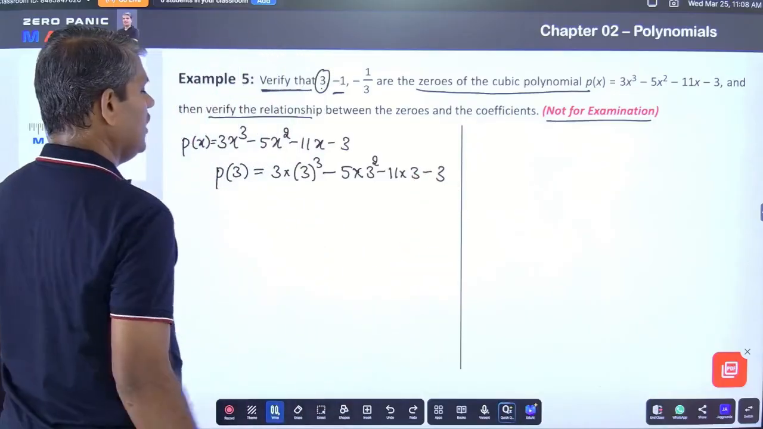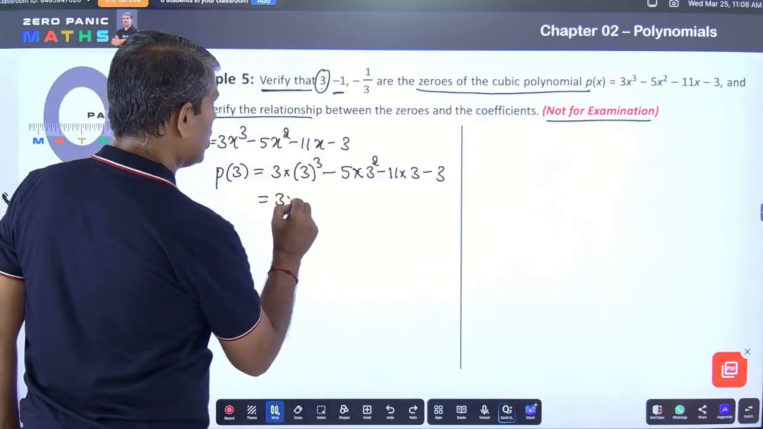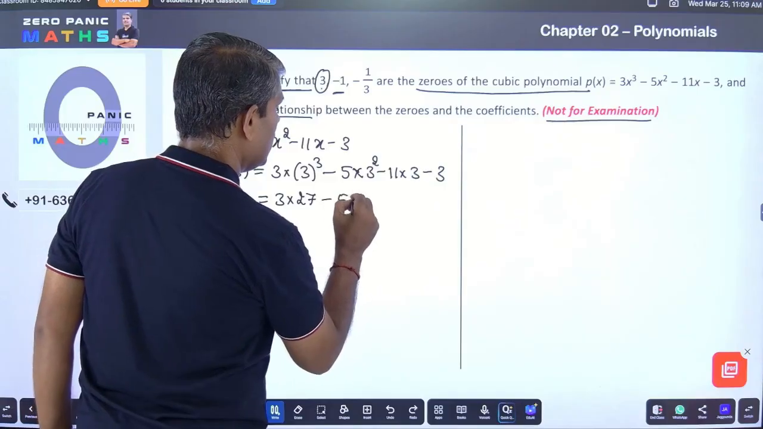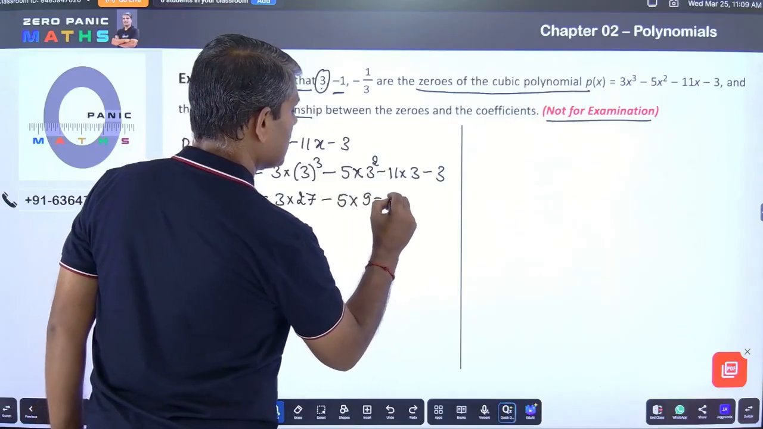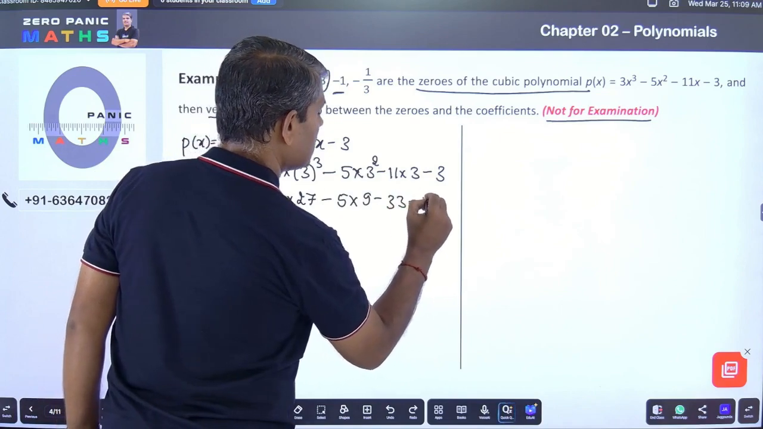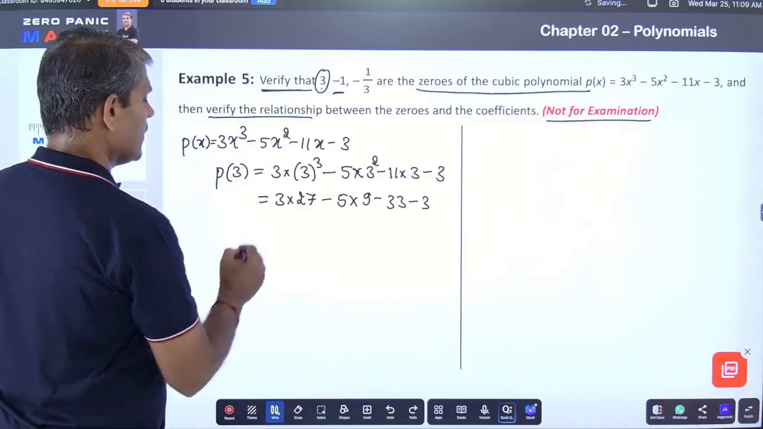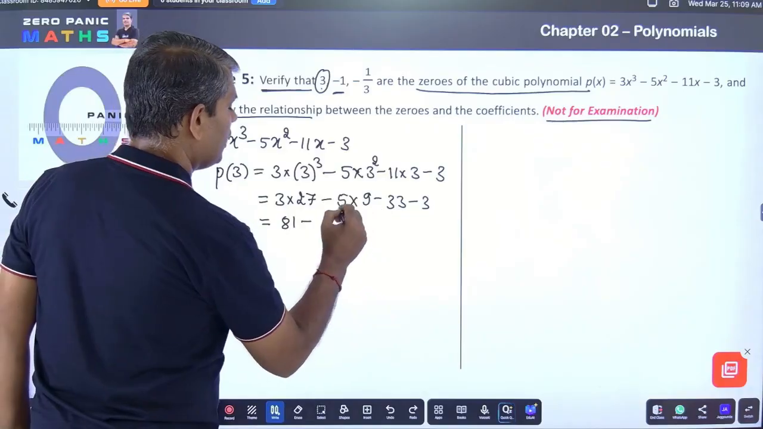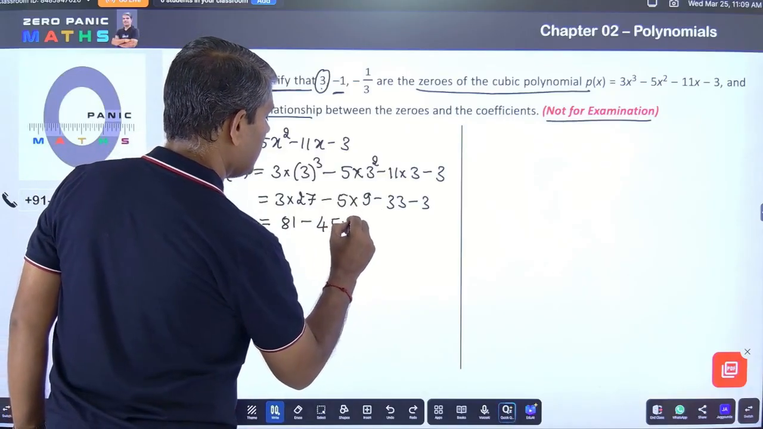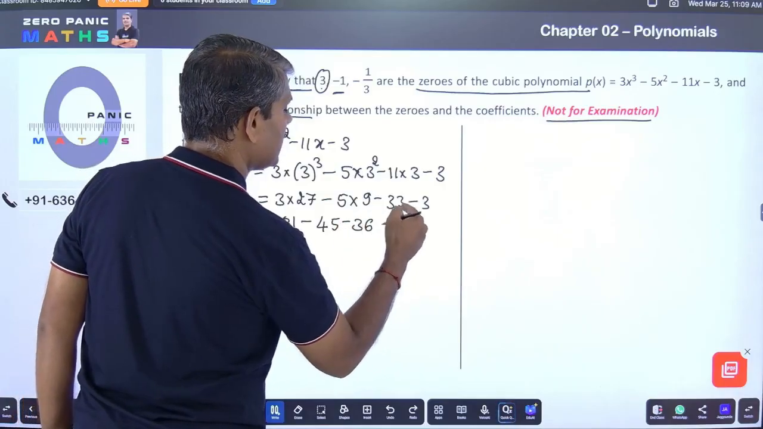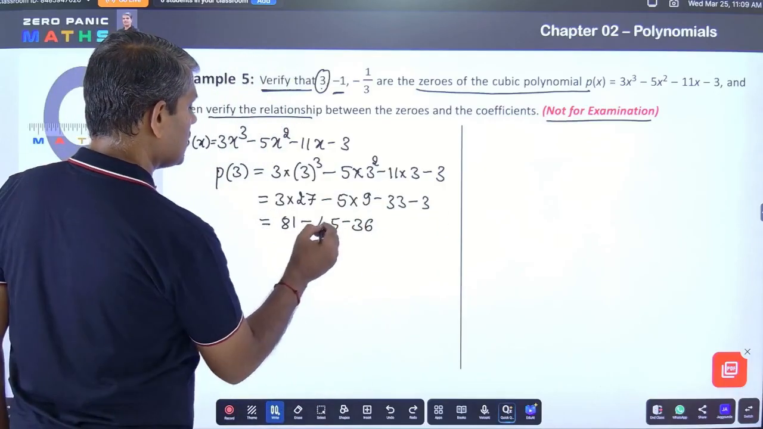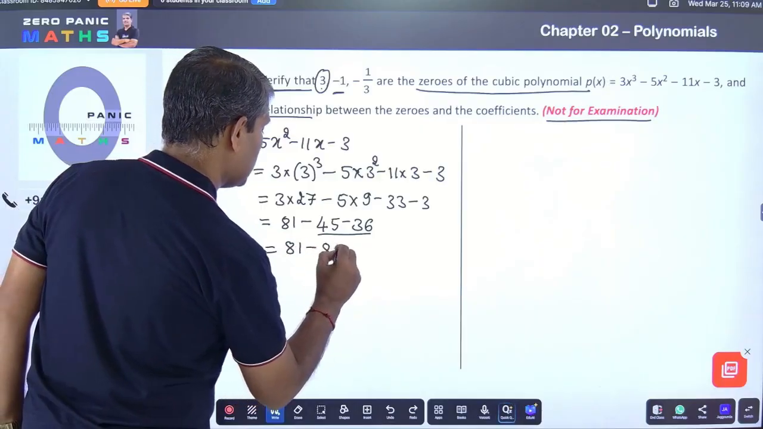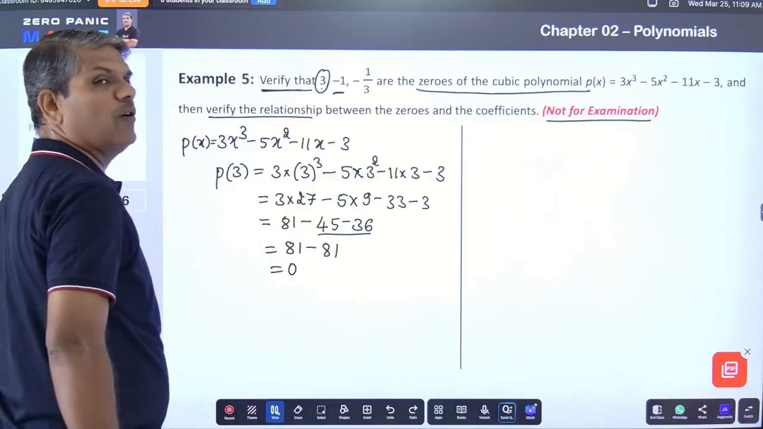So 3 into what is 3 cube? It is 27 minus 5 into 9 minus 33 minus 3. Okay, so 27 threes are 81, minus 45, minus 36. It is minus 33 minus 3, that is 36. So what exactly is this? It is 81 minus 81, which actually got us 0.